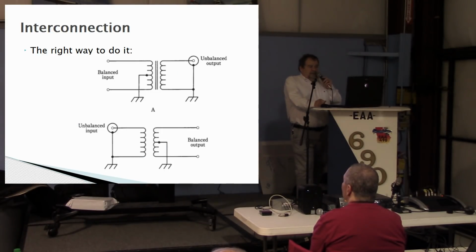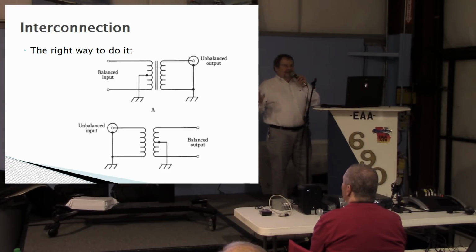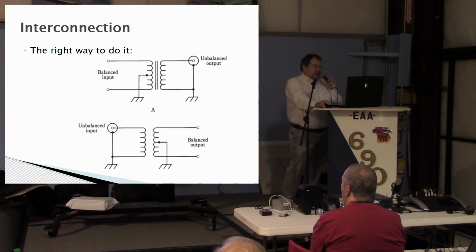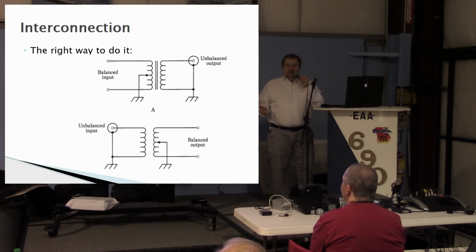The right way to go from balanced to unbalanced is a balancing transformer. That's basically what this is. We've got a balanced input here with a separate ground feeding through a transformer. You have no electrical connection between these two grounds. That's why we call it isolated.